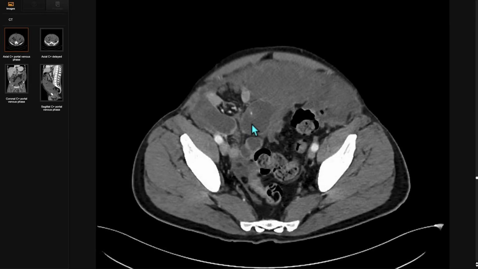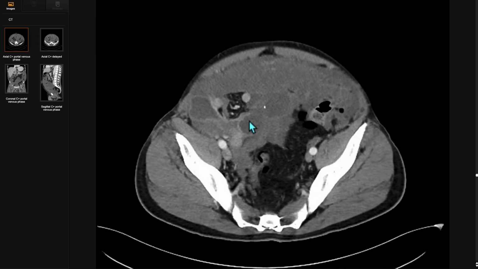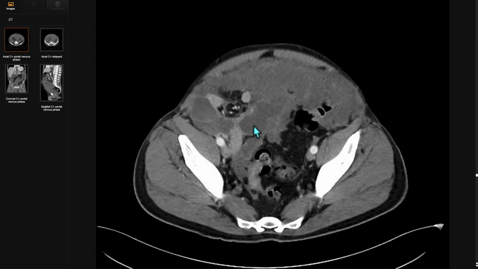This is due to rupture of an appendiceal mucinous neoplasm, which we can partially see here in the right lower quadrant.